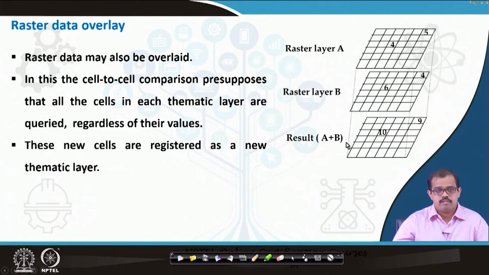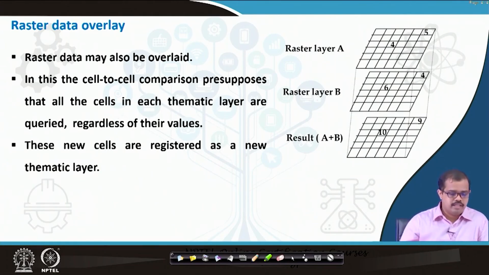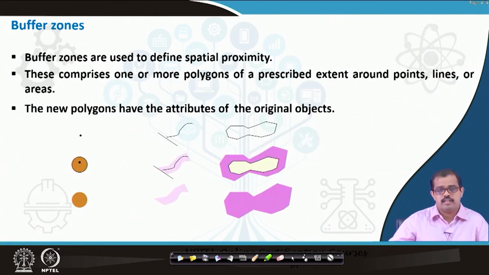Then I spoke about the raster data overlay. It is a cell to cell comparison, based on the thematic layer. New cells are registered as a new thematic layer. Whenever you create new cells, normally it is a new thematic layer.